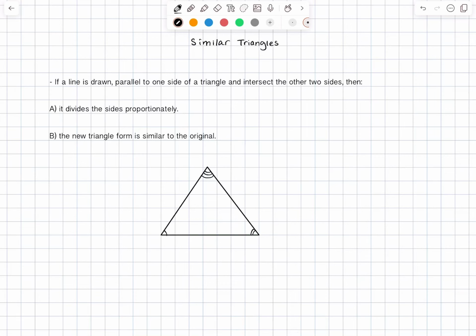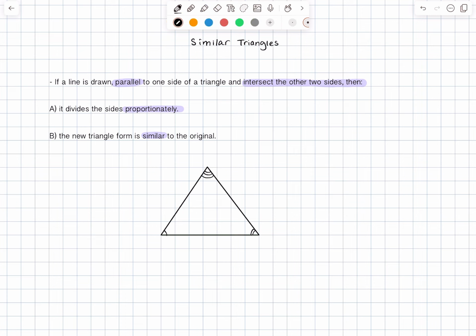Hey guys, in this video we're going to be talking about similar triangles. So here are some important points to note about similar triangles. If a line is drawn parallel to one side of a triangle, and parallel is a key word, and intersects the other two sides, then it divides the sides proportionally and the new triangle formed is similar to the original.